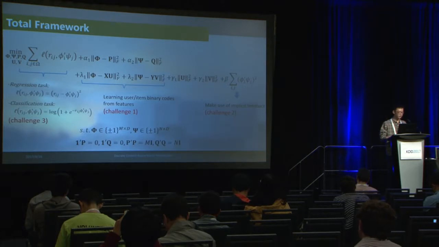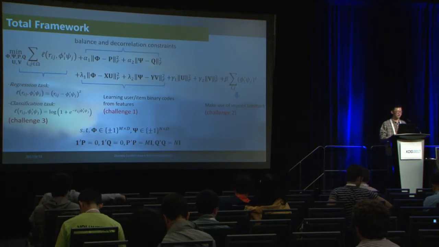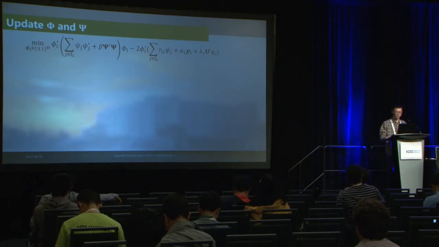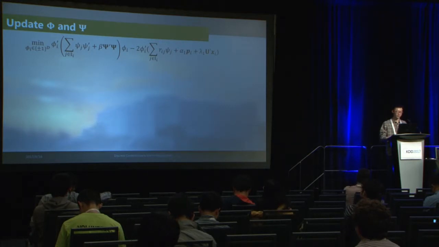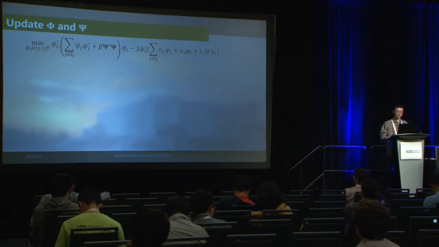And our loss function can take different forms under different tasks. Finally, we have balance and decorrelation constraints to help the learned binary codes distribute well. After obtaining the objective function, we apply alternating optimization to update phi, psi, P, Q, U, and V effectively. We focus on updating each user i in parallel, so we ignore terms irrelevant to phi subscript i.